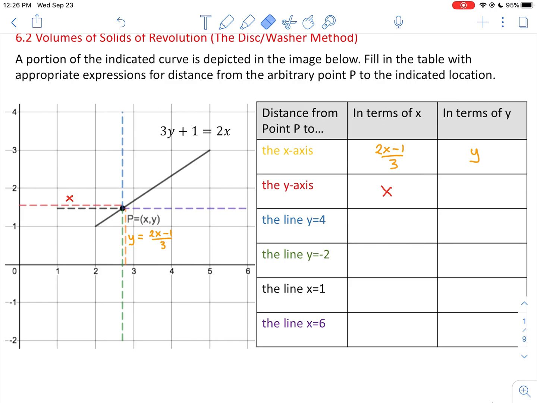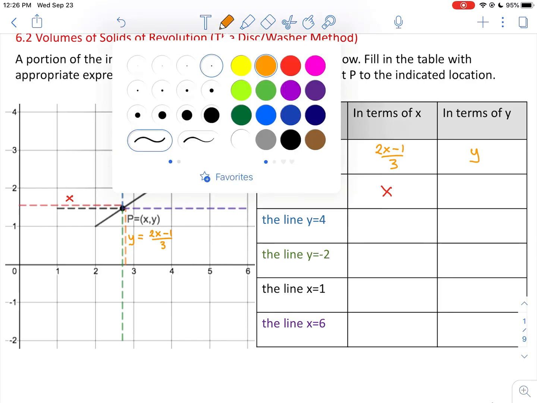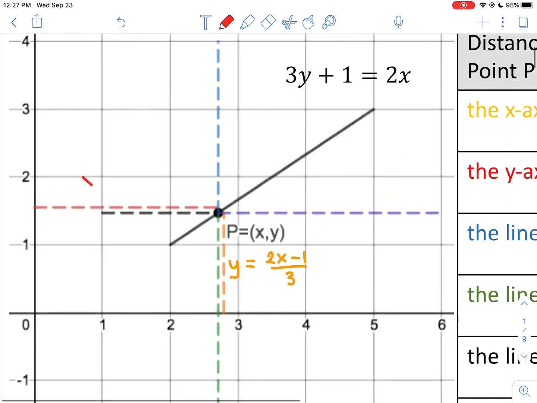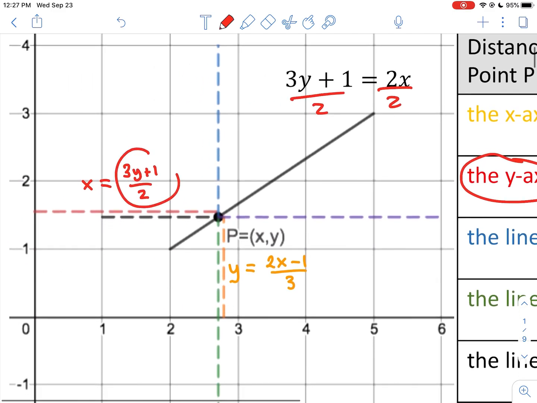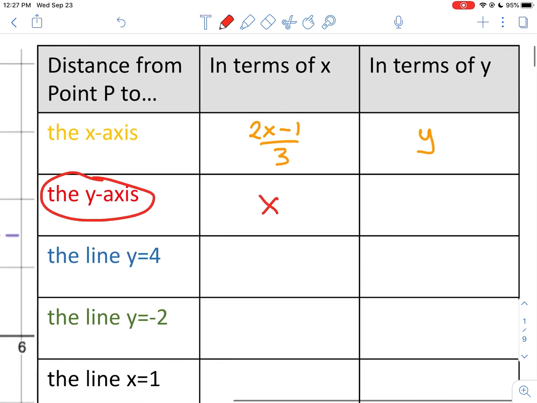Similarly, let's look at the red line segment. Its length is just x, but if ever I want to express that in terms of y, then I'm going to have to take this equation again and solve it for x. The red line segment has length x, which could also be written as, and up here we just have to divide both sides by 2. That'll be 3y plus 1 all over 2. So looking at this table, the distance from the point P to the y-axis in terms of y is we're going to use this expression instead, 3y plus 1 all over 2.